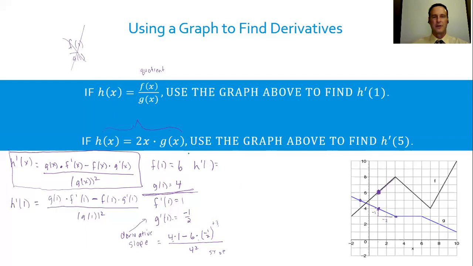New color, green. Okay, so here's what I gotta do. I gotta take the derivative of this. And this isn't a quotient rule. This is actually a product rule. All right, so first times the derivative of the second, plus the second times the derivative of the first. Derivative of 2x is just 2. Okay, and now I'm going to plug in 5.